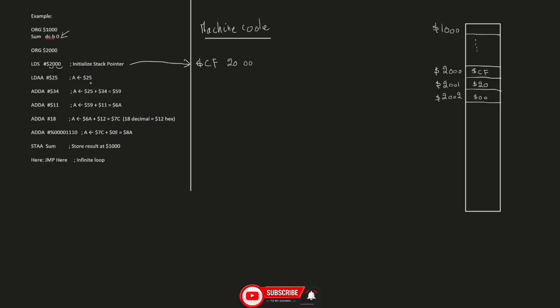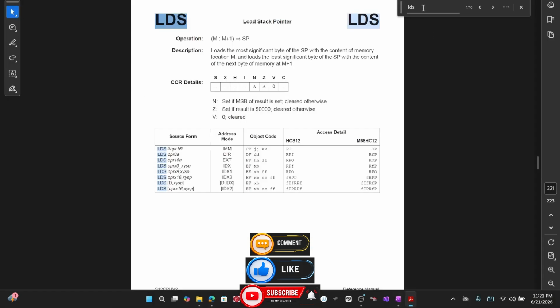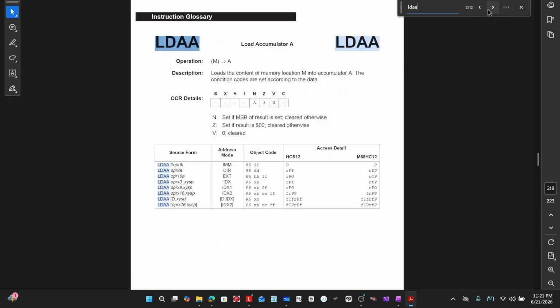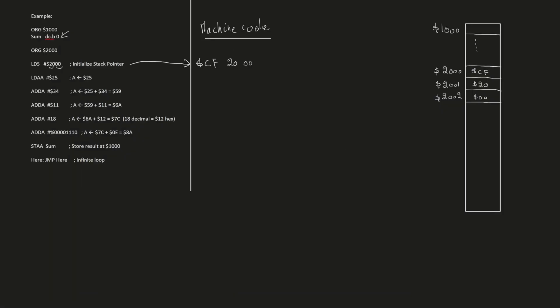So let's move to the next instruction. The next instruction says LDAA. That means load accumulator A with a value of 25. So let's obtain the machine code for this instruction. We can go to the instruction glossary and search for LDAA. We saw the hashtag in our assembly instruction, which means it's in immediate addressing mode. So the object code is 86II. So the machine code for this instruction is 86, and then II will be 25.